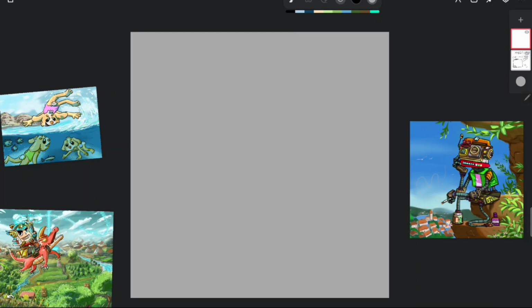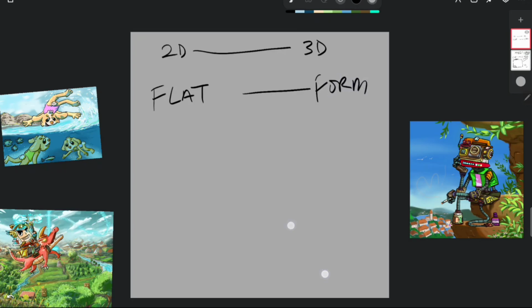First, let's talk about the idea of 2D, or two dimension, going to 3D. So we talked about 2D meaning two dimensional, flat, and then 3D. So in art, you go from flat to form. And what does this mean? Flat here is shape to form.